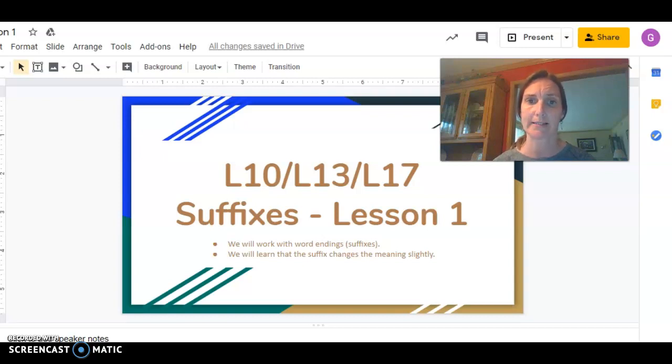Suffixes are word endings that can be added to the end of a base word to change the meaning slightly. So that's going to help us when we're reading and looking at vocabulary. So let's take a look at two suffixes today in this lesson.